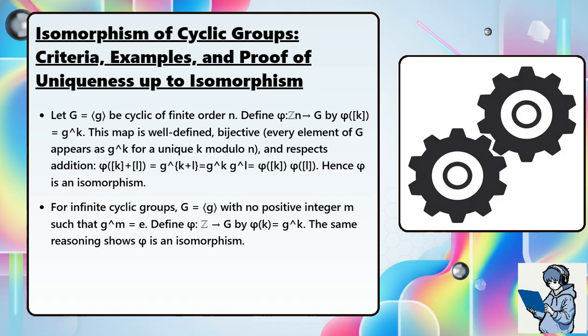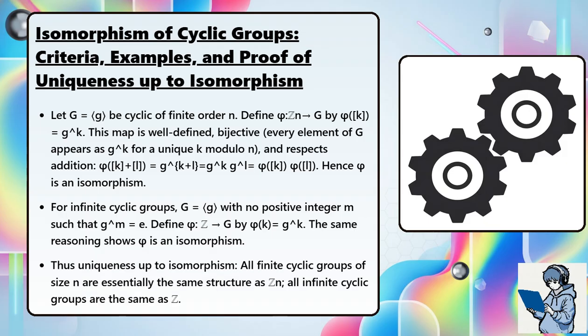For infinite cyclic groups, G = ⟨g⟩ with no positive integer m such that g^m equals the identity. Define phi from Z to G by phi(k) = g^k. The same reasoning shows phi is an isomorphism. Thus we have uniqueness up to isomorphism. All finite cyclic groups of size n are essentially the same structure as Zn. All infinite cyclic groups are the same as Z.